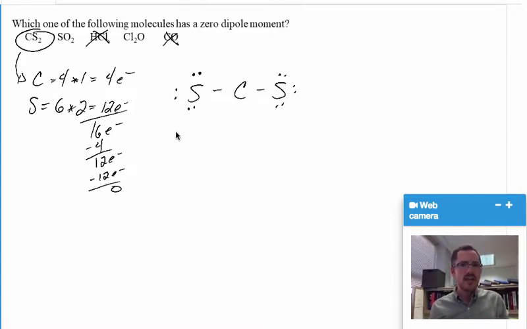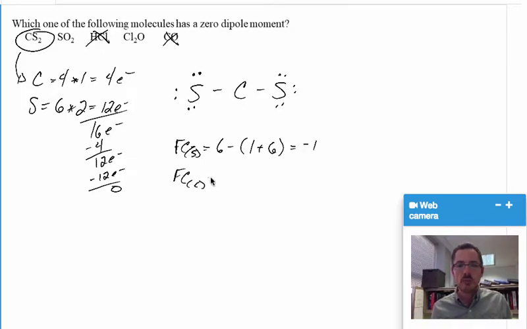So if I was to calculate my formal charge, the formal charge of my sulfur will be 6 minus a single bond plus 6 non-bonded electrons, which is a -1, while the formal charge on my carbon is 4 minus 2 single bonds and no non-bonded electrons, which is a +2. So since this is a negative and this is a negative, this is a positive and positive.